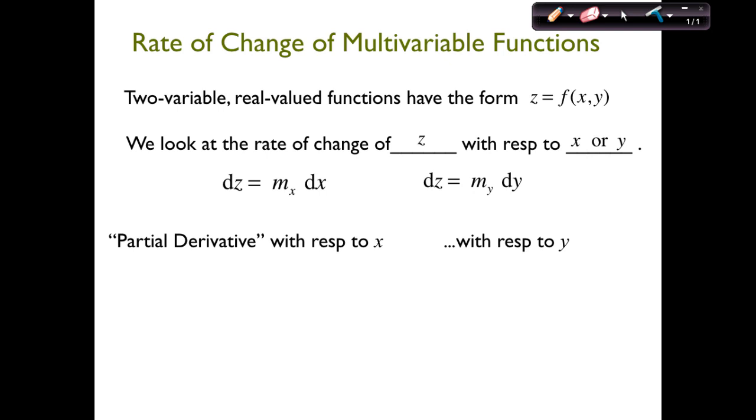So we call these partial derivatives. There's a partial derivative with respect to x, that's the mx, and then there's a partial derivative with respect to y. So for a multivariable function of two variables, we focus on two different rates of change.